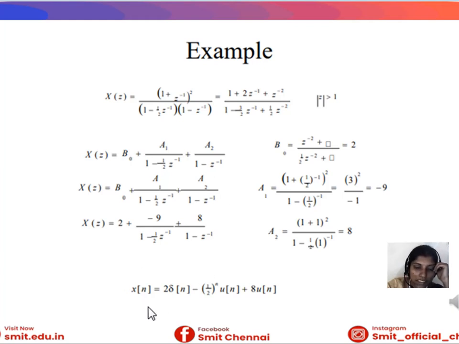After finding A1 and A2 values, we can directly substitute these values into the X of z. So finally we will take inverse z transform. So we are having x of n equal to 2 delta of n minus 1 by 2 power n u of n plus 8 u of n. This is the partial fraction method solution for z transform.